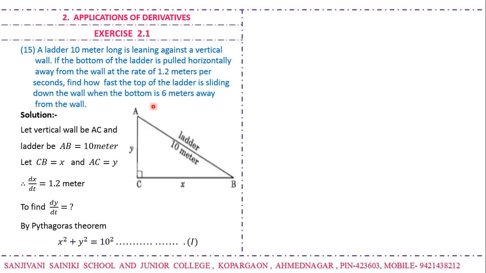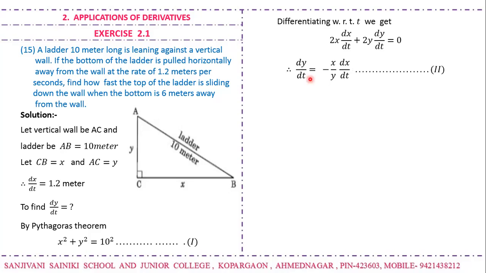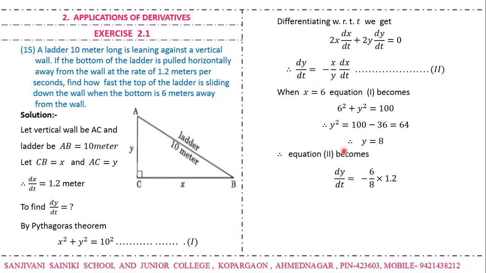So by using Pythagoras theorem, we can write that x square plus y square is equal to 10 square. So that is 2x dx by dt plus 2y dy by dt is equal to 0. So dy by dt is minus x by y dx by dt. When x is equal to 6, equation 1 becomes 6 square plus y square is equal to 100. So y is equal to 8.